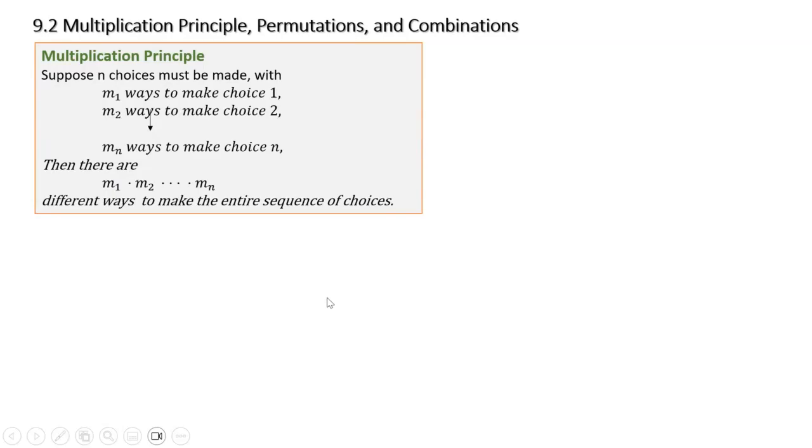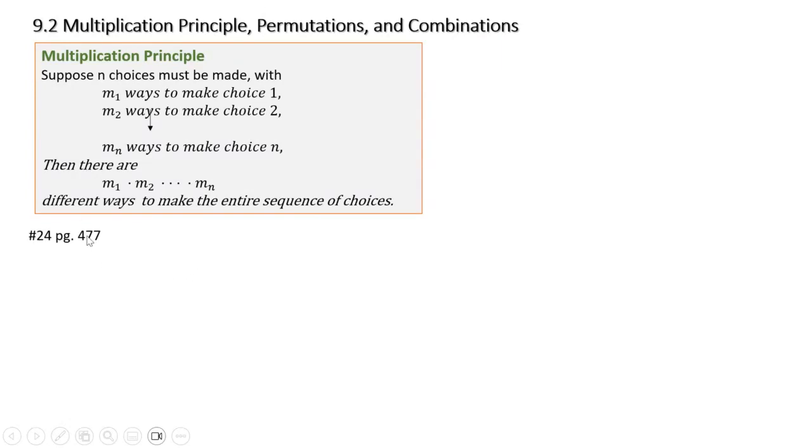Now comes 9.2. 9.2 is called the multiplication principle and permutations and combinations. This is the multiplication principle. It says, suppose n choices must be made with m1 ways to make choice 1, m2 ways to make choice 2, and mn ways to make choice n. So in other words, you're going to multiply the m1 ways times m2 times m3 all the way to mn, and that's how many different ways to make the entire sequence of choices. Let me show you an example because the definition is a little bit hard to understand, but with an example, it's going to make more sense.